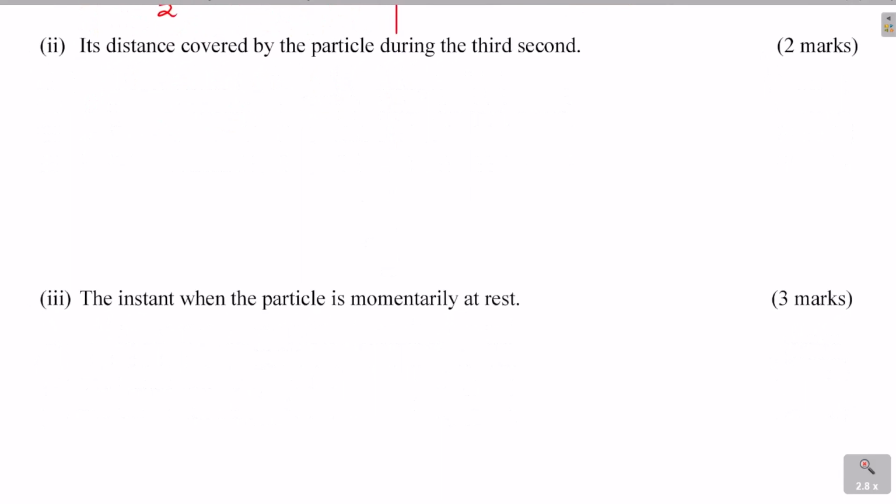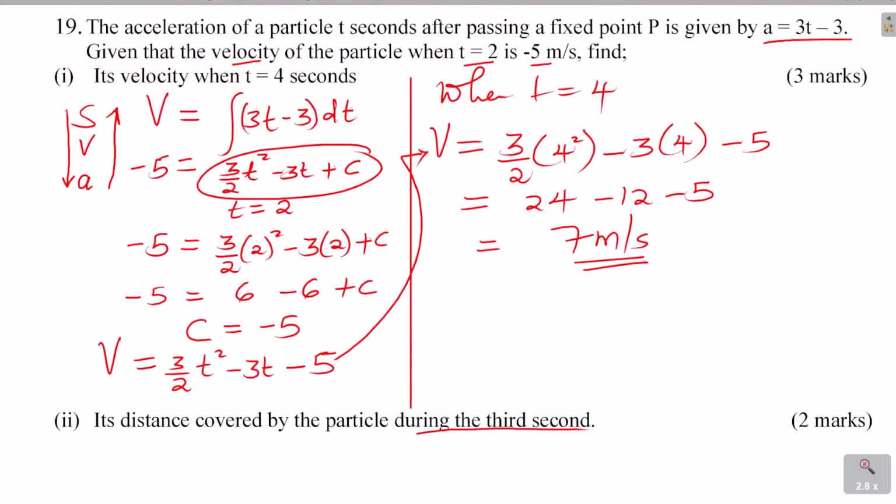The second part is the distance covered by the particle during the third second. The distance is also known as displacement, which is always denoted by s. So how do we get that? I already did the first one here. Now we want to get s, the displacement. We have already obtained the expression for velocity, so we shall use that expression for velocity to get displacement.